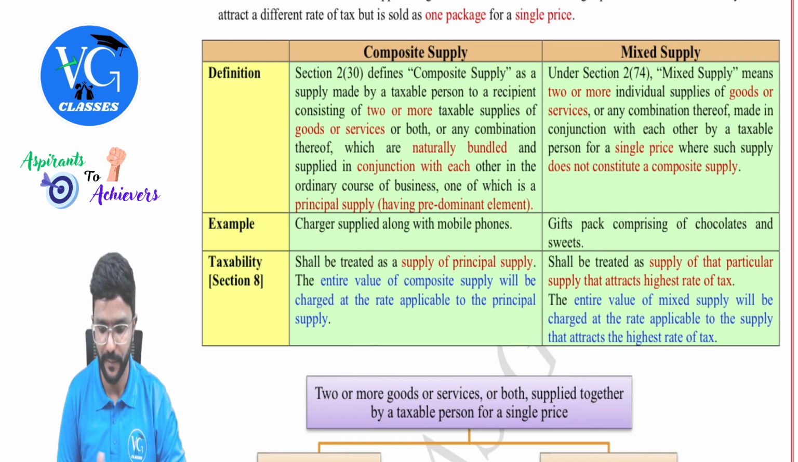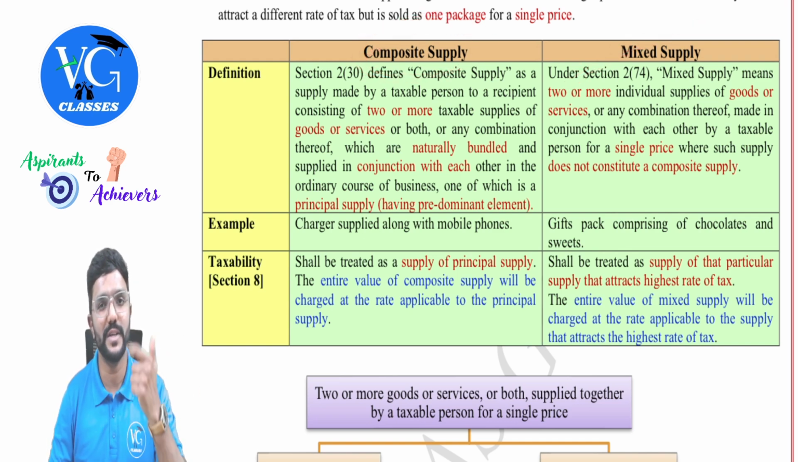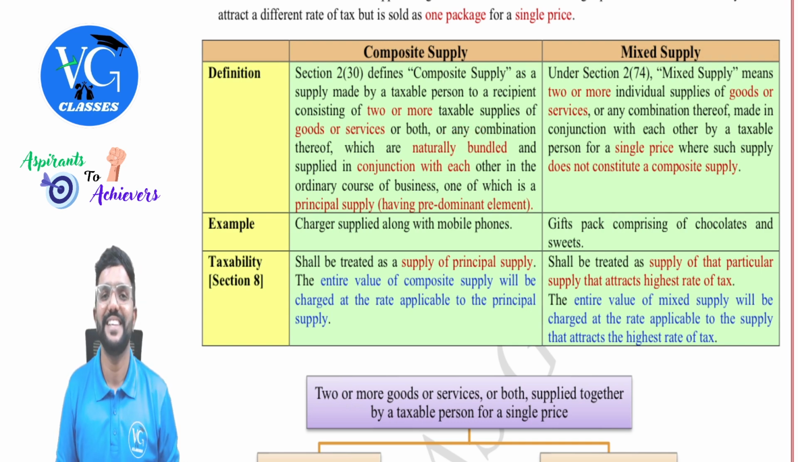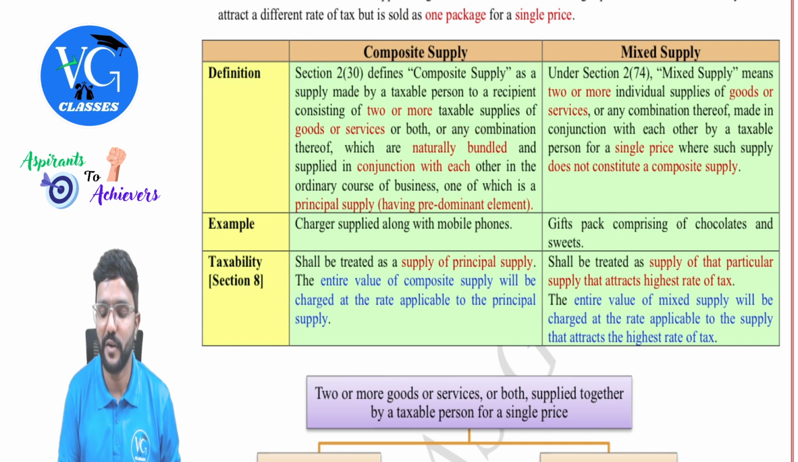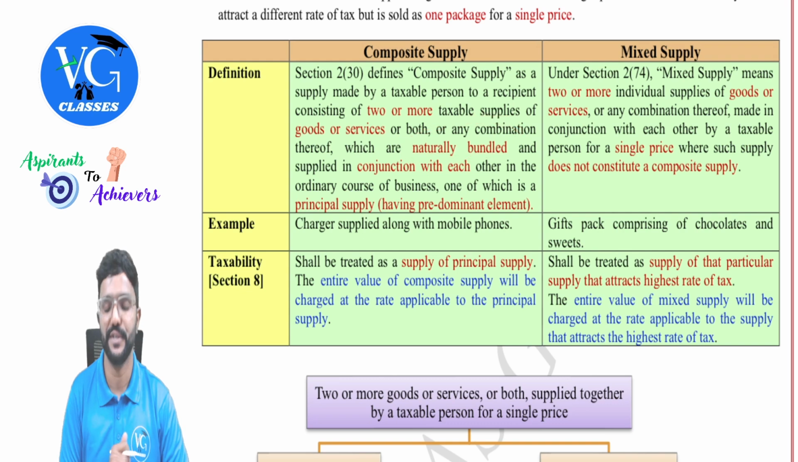Got it? Yes. Then coming to mixed supply, very easy. What is not composite is mixed. That is, sir, two or more goods or services or both are supplied for a single price together, but they are not naturally bundled. They are not naturally bundled, sir. Then we call it what? Mixed supply. So naturally bundled is the keyword.